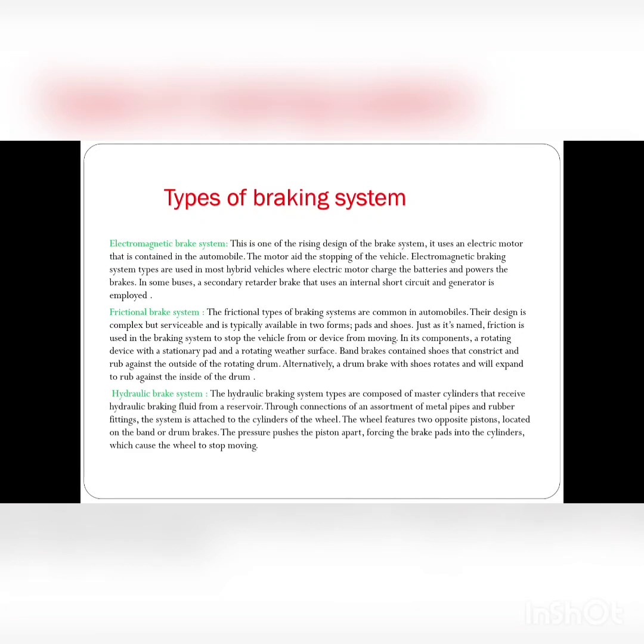Electromagnetic braking system. This is one of the rising designs of the brake system. It uses an electric motor that is contained in the automobile. The motor aids the stopping of the vehicle. Electromagnetic braking system types are used in most hybrid vehicles, where the electric motor charges the battery and powers the brakes. In some buses, a secondary retarder brake that uses an internal short circuit and a generator is employed.